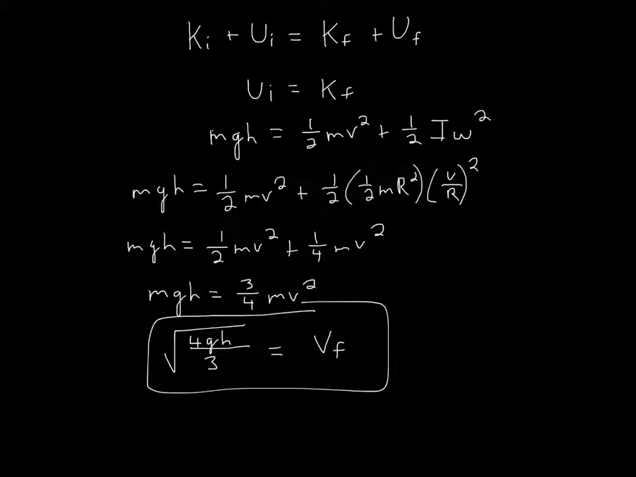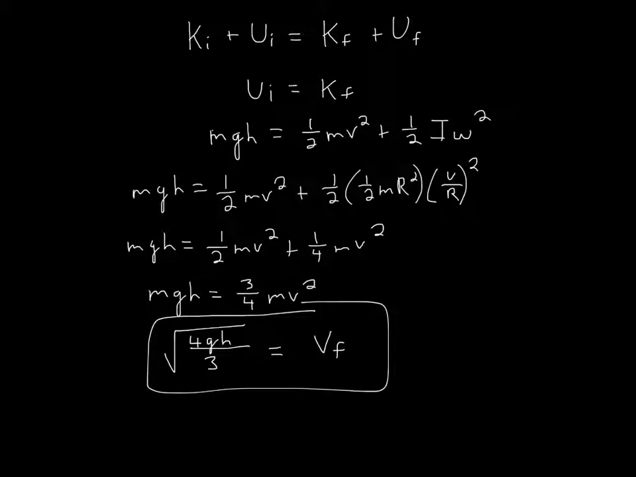Our new equation will be mgh equals 1/2 mv squared plus 1/4 mv squared, because the r squared cancels out. Now we can simplify it even more. Let's make 1/2 into 2/4, just making the same denominator, therefore it will become 3/4.